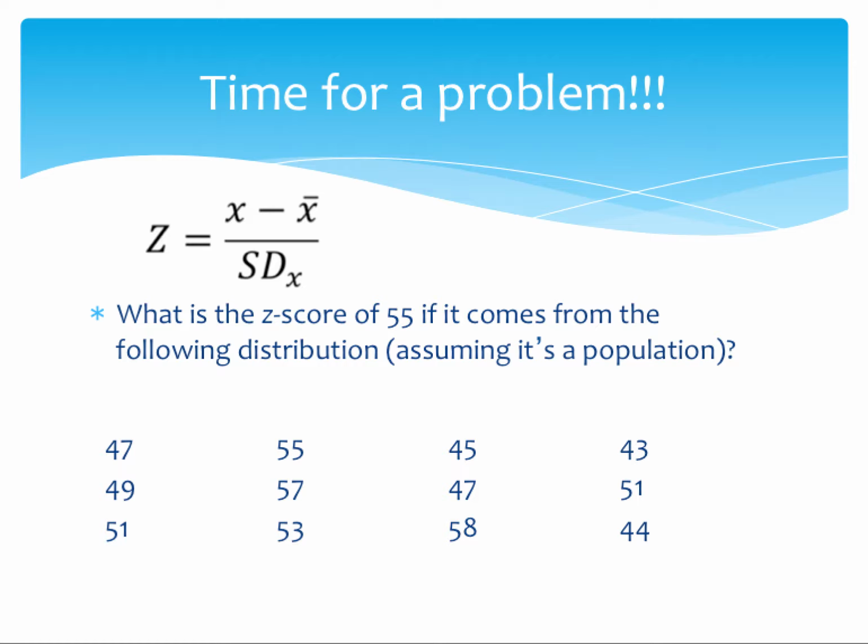So I'm going to give you these scores and ask you to pause the recording and calculate yourself the standard deviation. And then I want you to plug in 55 into the equation, subtract it from the mean of these scores, and then divide by the standard deviation of these scores. And when you are done, resume the recording and we'll walk through the solution.